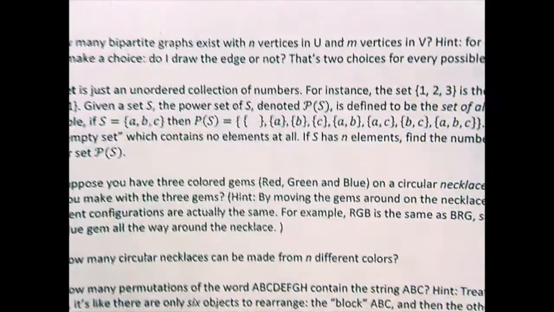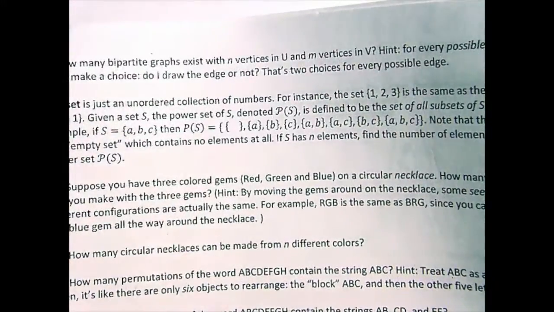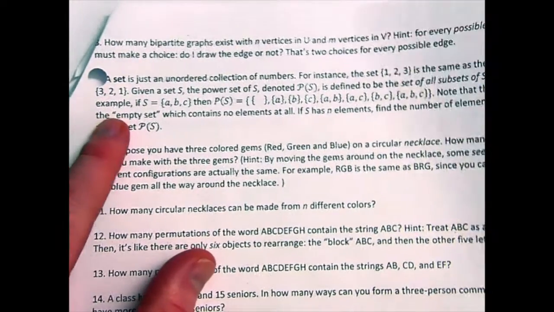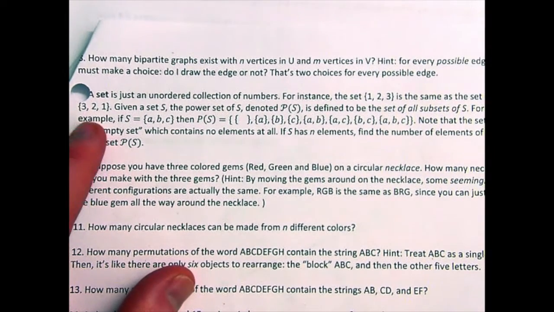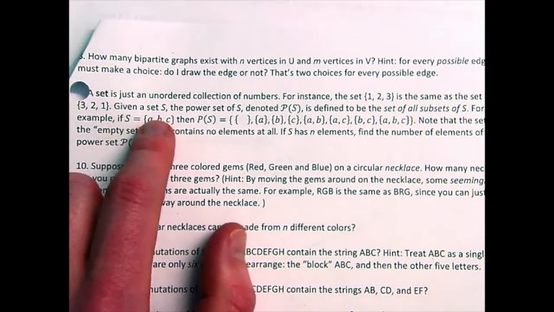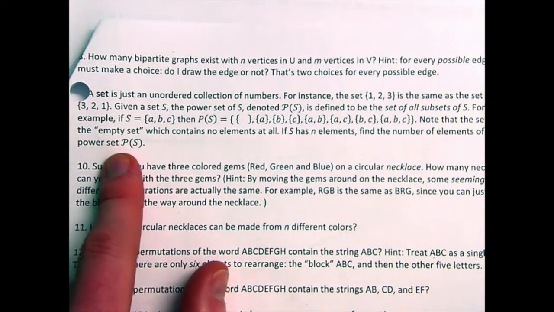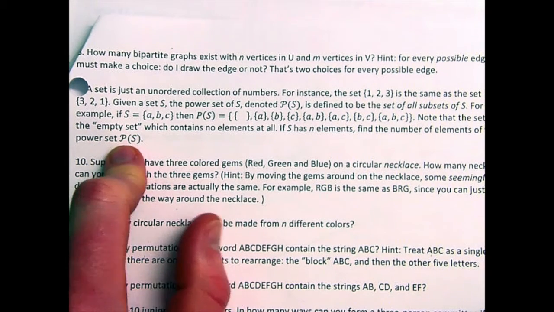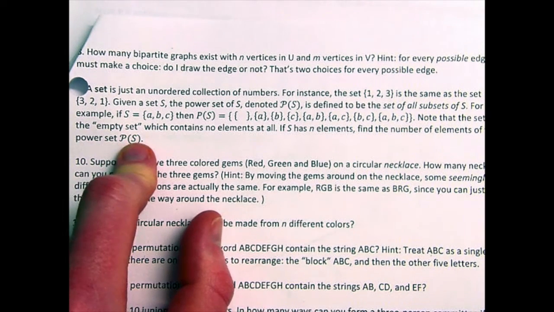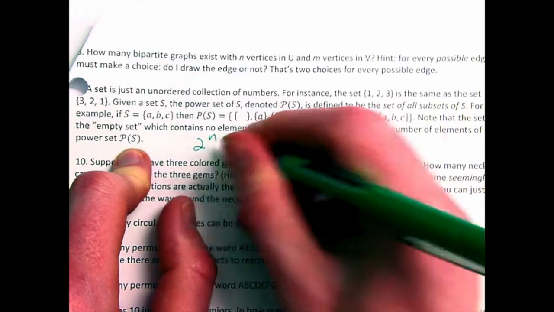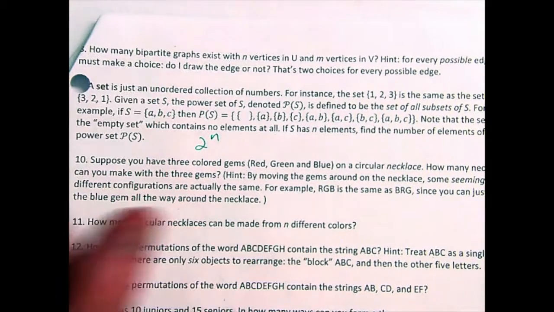Okay, I do want to talk about number 9 very quickly. I talk about this power set thing, which is the collection of all subsets. And I ask you, if you have a set containing n elements, how many elements are in the power set? The answer is 2 to the n. Now, why is that? Very similar to the last problem we did.